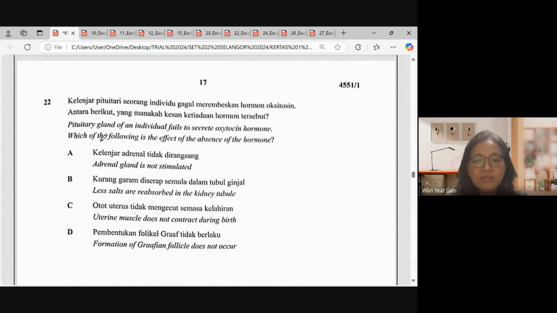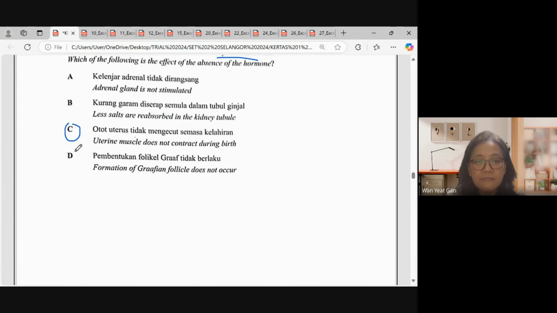Question 22. Pituitary gland of an individual failed to secrete oxytocin hormone. Which of the following is the effect of the absence of this hormone? Now, oxytocin helps the uterine muscle to contract during birth. So if the pituitary gland fails to secrete oxytocin, then the uterine muscle cannot contract during birth. Okay, so answer is C.